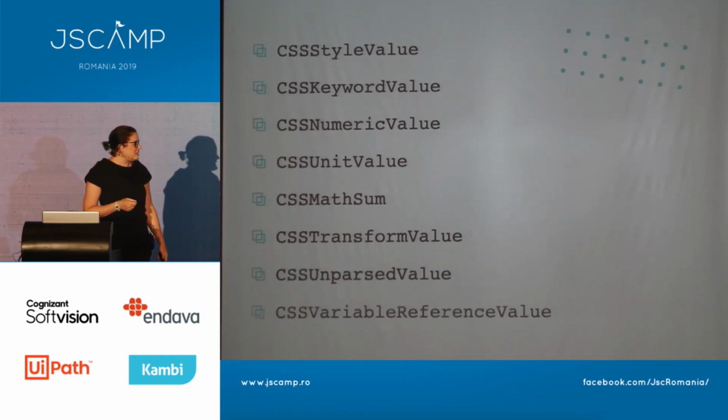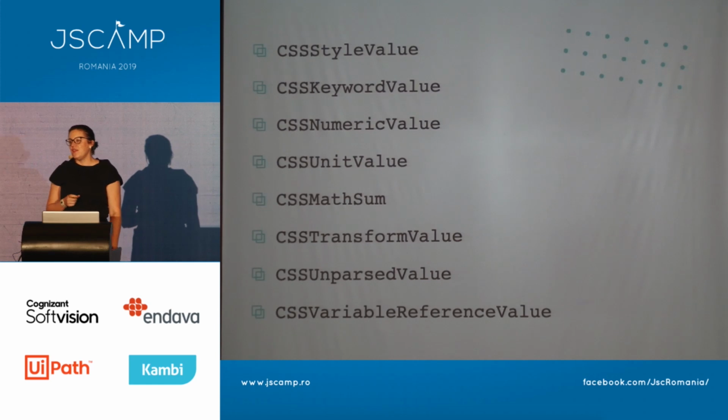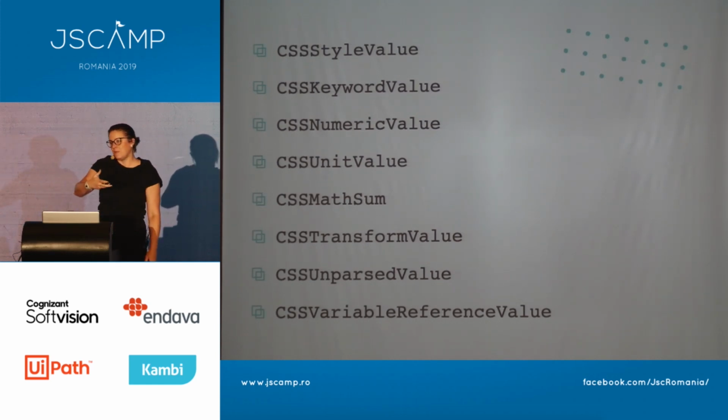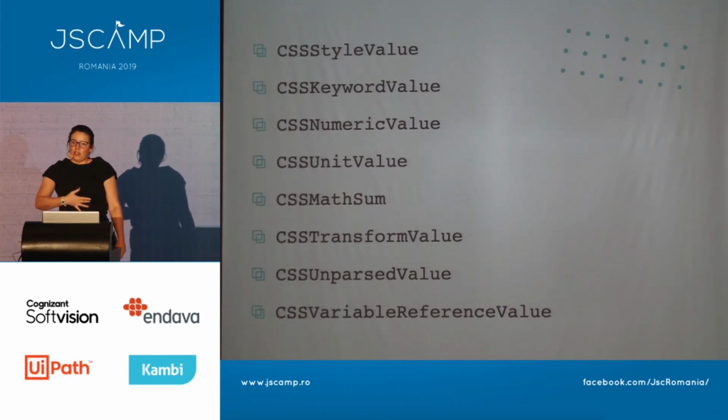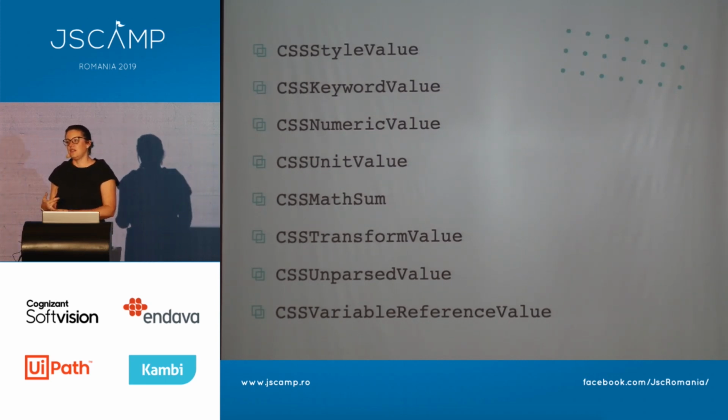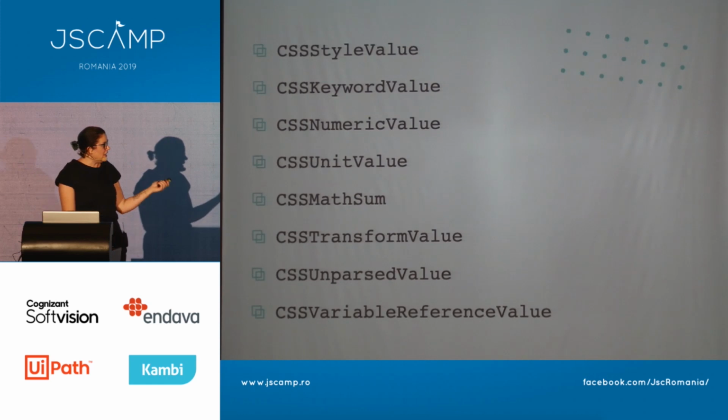There's CSS unparsed value and CSS variable reference value, and they're talking about CSS variables and how we get them and how we pass them back. TypedOM version 2 is being spec'd, well, talked about, implemented as you speak, and this contains things like images, colors, and all that other stuff which is not here.